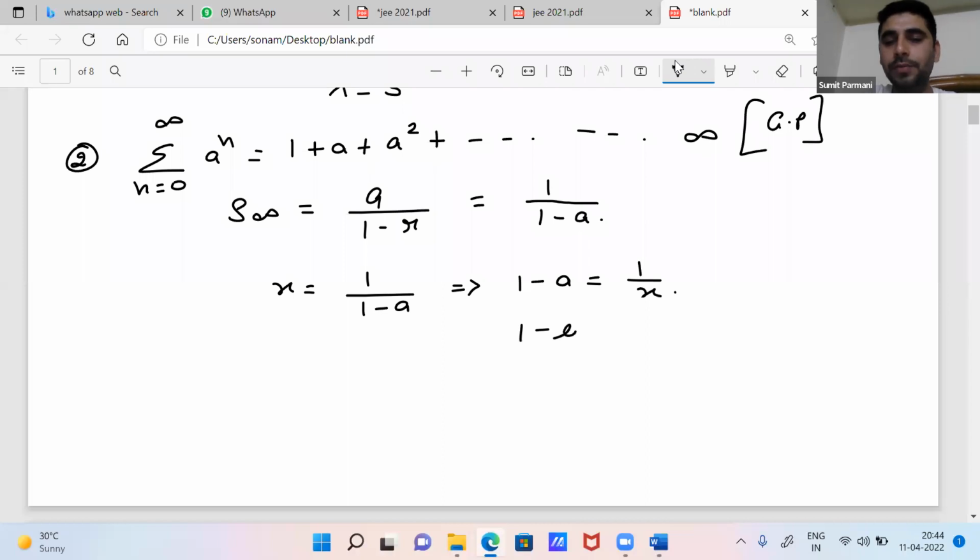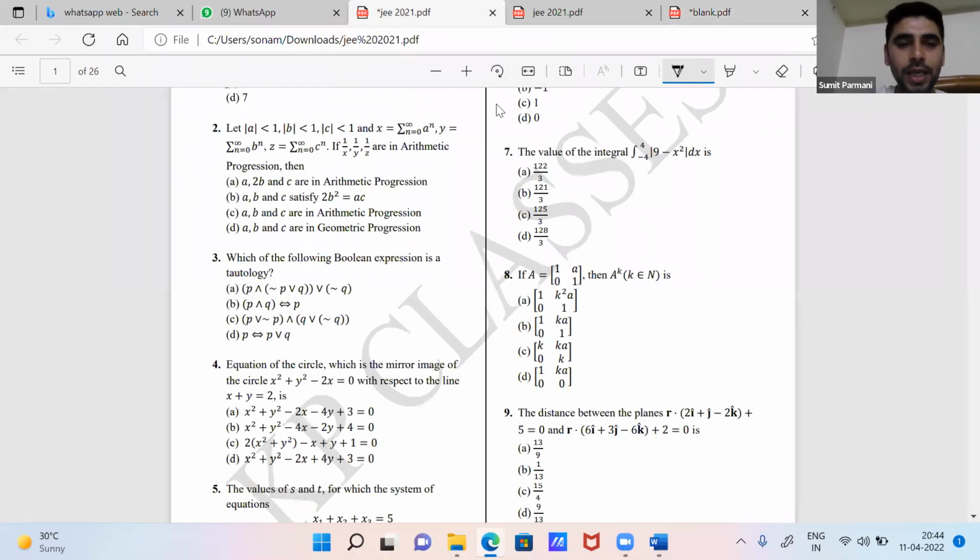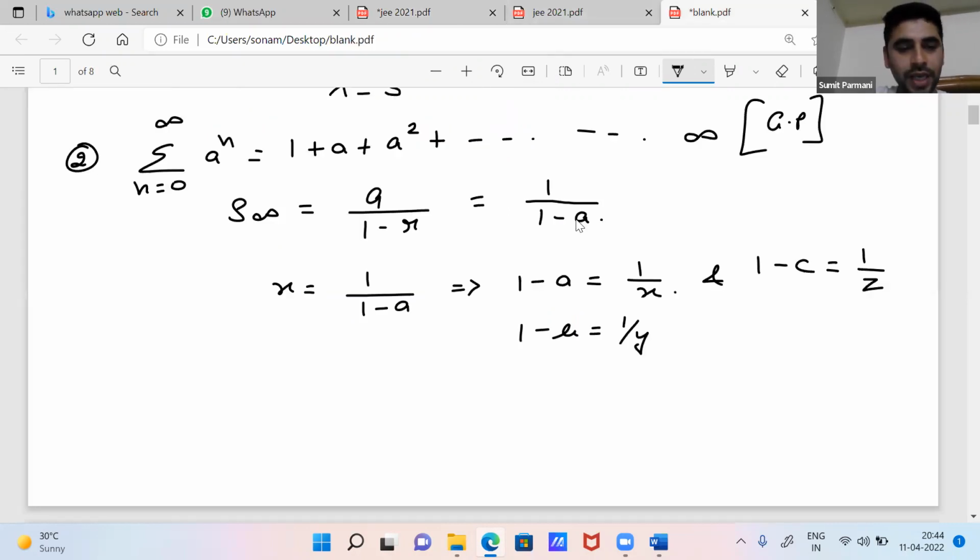Similarly, 1 minus B can be written as 1 minus Y, and 1 minus C can be written as 1 by Z. These are the three things. 1 by X, 1 by Y, 1 by Z are in AP. Done. So we can write 1 minus A, 1 minus B, 1 minus C are in AP.